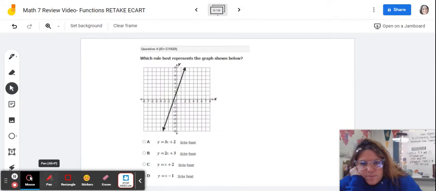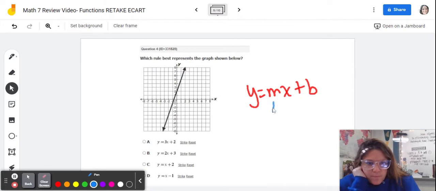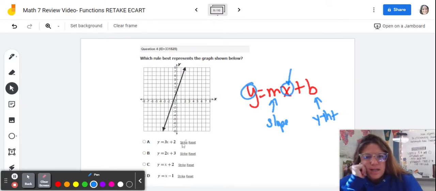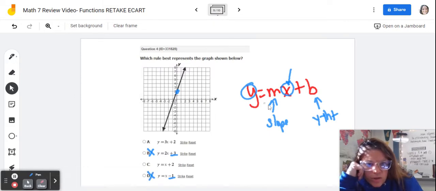Okay, question 4. All right, so this is remembering y equals mx plus b. That's the special form that we learned about. The m is the slope, and the b is the y-intercept. And the x and the y, they stay the same. They are always going to be in this equation like that because that's how we plot the points. So this crosses at +2. So that's the y-intercept. So it can't be B because that says 3, and it can't be D because that says -1. So now I'm looking at the slope.